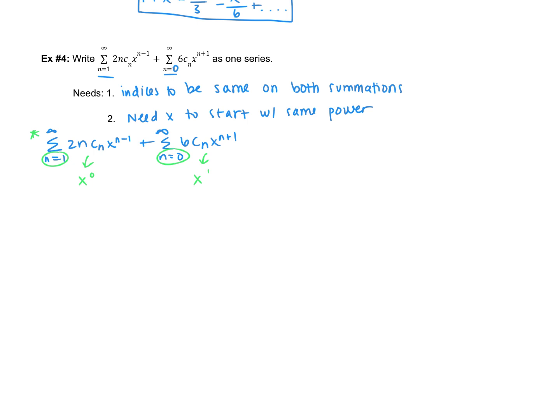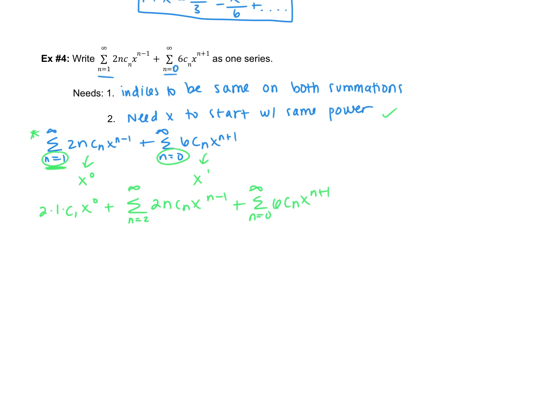If I substitute in n equals 1, I have 2 times 1 times c1 x to the 0. Now, since I pulled out this n equals 1, the first term, my summation now starts from n equals 2. And that second series, I didn't do anything to, so it just stays the same. Okay, so now we can verify if we plug in 2, we have x to the first. If we plug in 0, we have x to the first. So what we've done is our second need is accomplished. Now we're on to the first one.